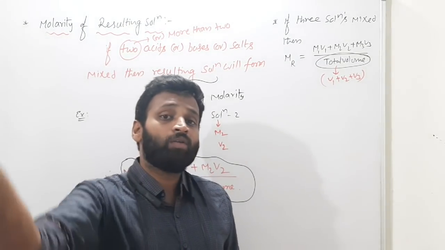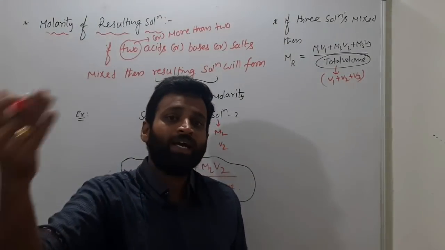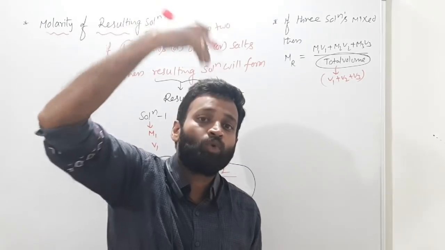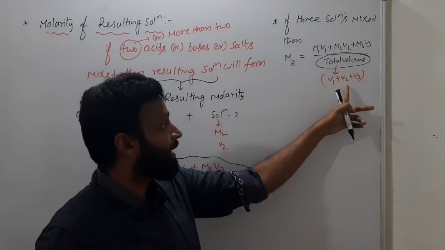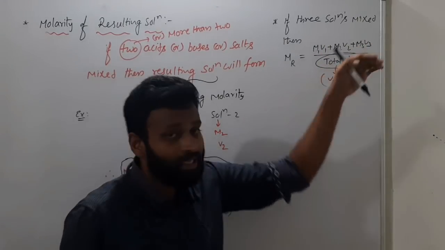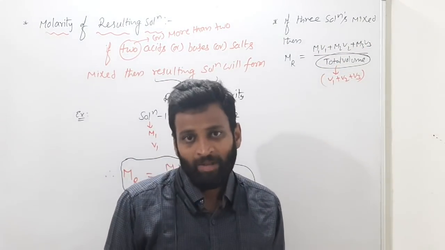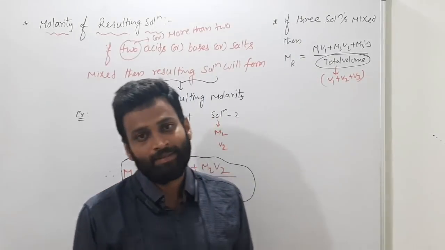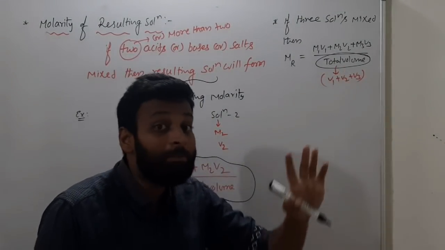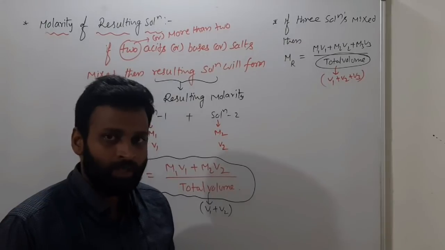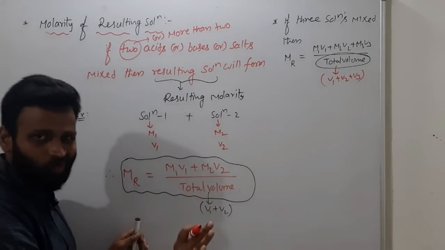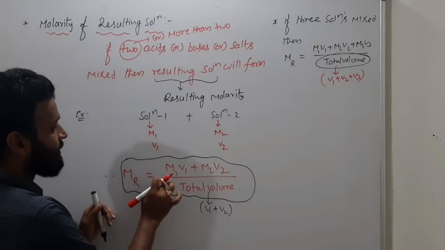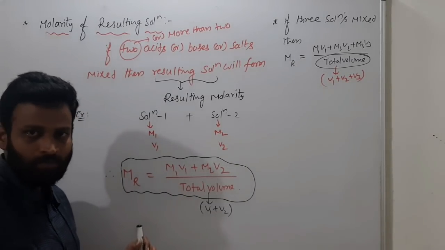If excess solvent was added and the final volume was made up to 1 liter or 2 liters, then you have to take that volume, but in ml, because V1, V2, V3 are in milliliters. So the total volume should be in milliliters. Understood clearly? This is very important. Four solutions they won't give, but generally I am telling. So this is the resulting molarity formula.